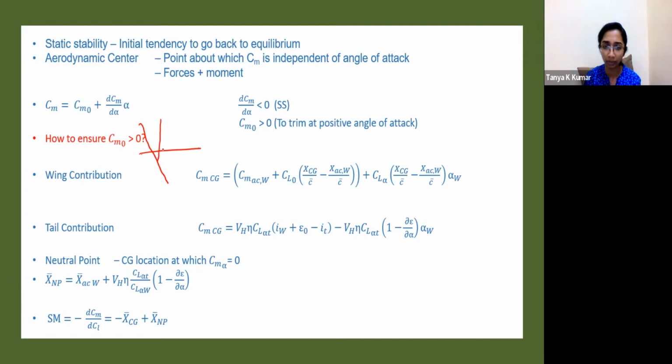The other way, so this CMAC wing, the CMAC wing for a symmetric airfoil is 0. It's 0 because the center of pressure for a symmetric airfoil and the AC, aerodynamic center, are located at the same point. So when we transfer the forces and moments, there will not be a moment. For a positively cambered airfoil, it is negative because the center of pressure.